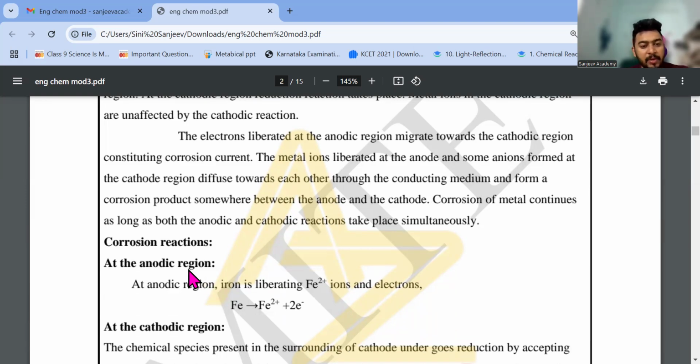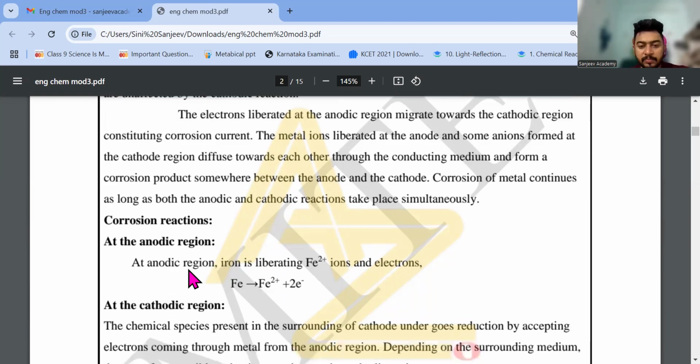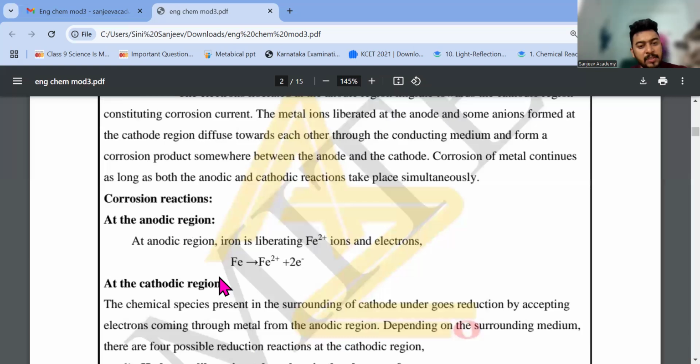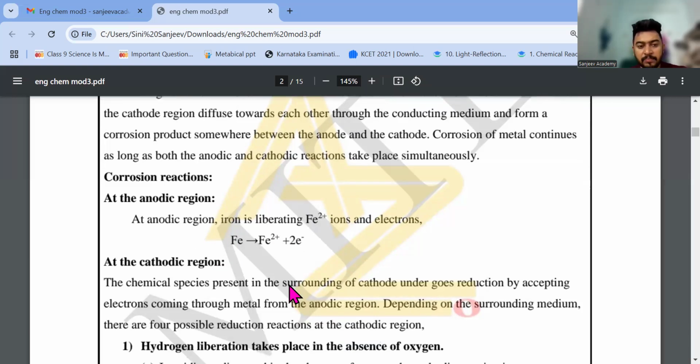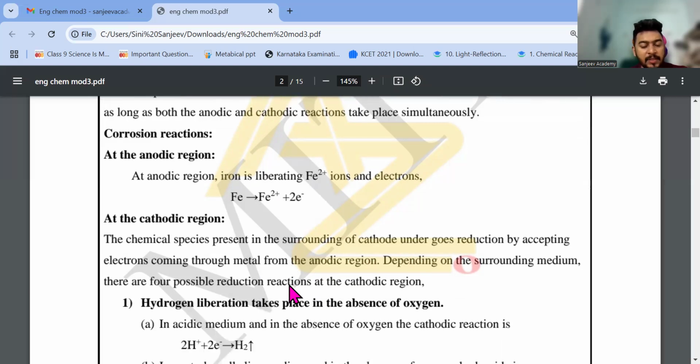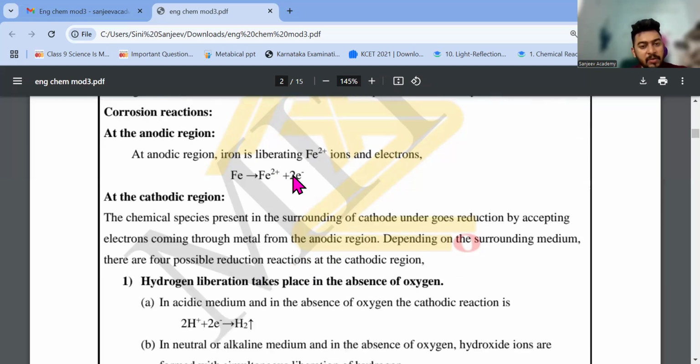Anodic region: loss of electrons. Oxidation means loss of electrons. Iron, rusting of iron, as I already told. At the cathodic region, they gain the electrons. These two electrons are gained, to form that particular element.